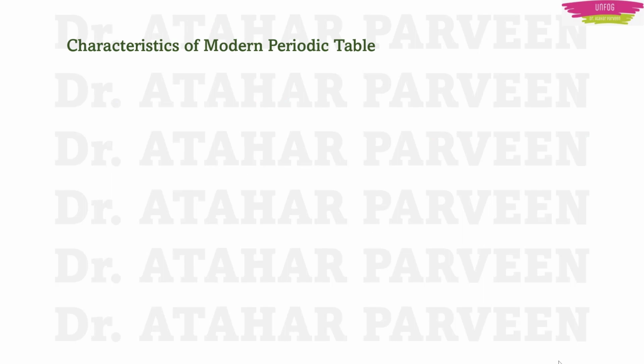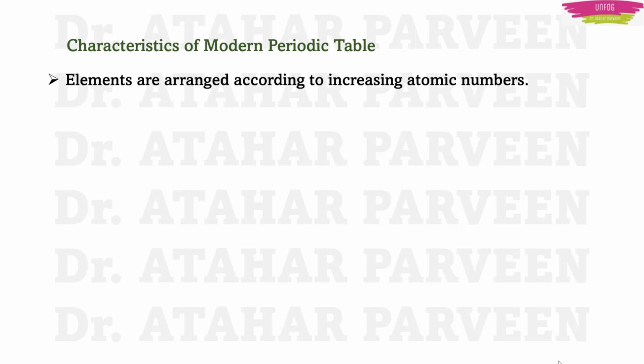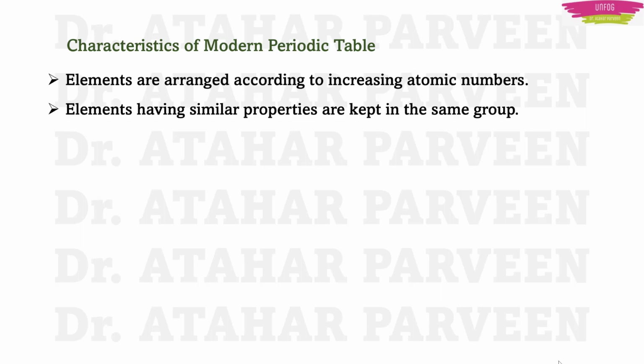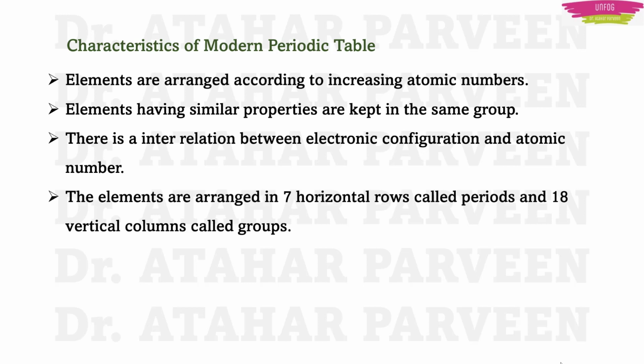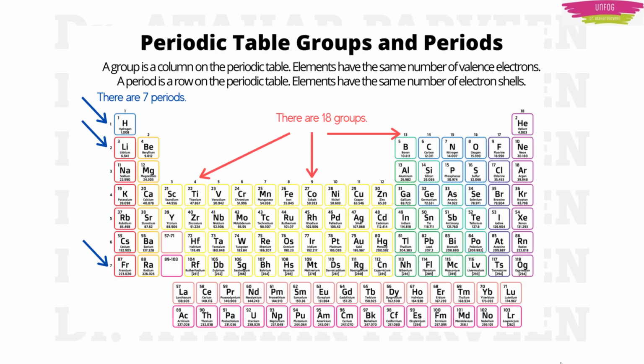Now what are the characteristics of the modern periodic table? Elements are arranged according to increasing atomic number. This is the main and first characteristic of the modern periodic table. Then elements having similar properties are kept in the same group. There is an interrelation between electronic configuration and atomic number. All this we have told in that class of the periodic table, right? The elements are arranged in 7 horizontal rows called periods and 18 vertical columns called groups. Now this is our modern periodic table with 18 groups and 7 periods.